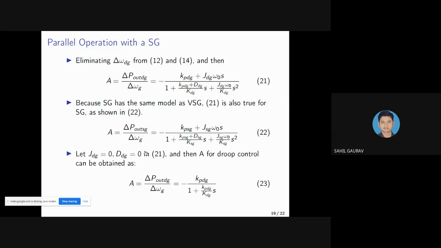Similarly, as we did earlier, putting J is equal to 0 and D is equal to 0, meaning the angular moment of inertia and damping factor are equal to 0, then A for loop control can be obtained. This transfer function for loop control we can also find out by putting J is equal to 0 and D is equal to 0. So we get like this.